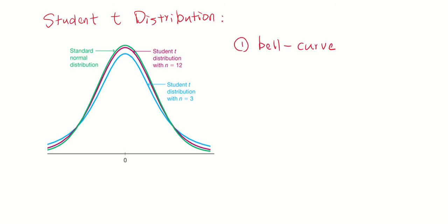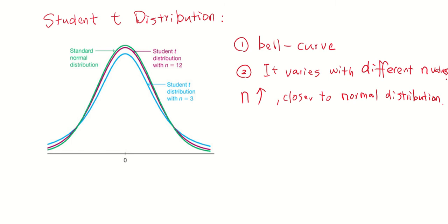You can tell student t distributions are still bell curves. And the curves are different with different values of n. In fact, the greater the n is, the closer the student t distribution is to the standard normal distribution. Another thing we can tell from this graph is, same as the standard normal distribution, every student t distribution has a mean of 0. So the middle number is 0, which is the mean of that distribution.